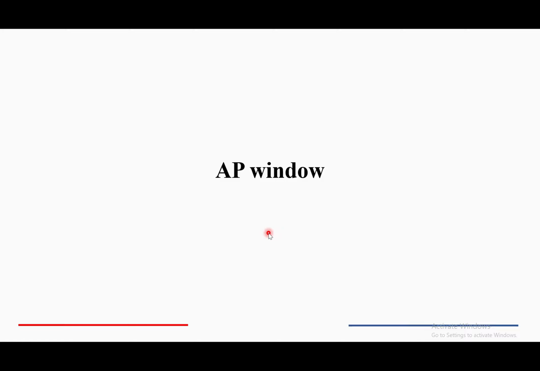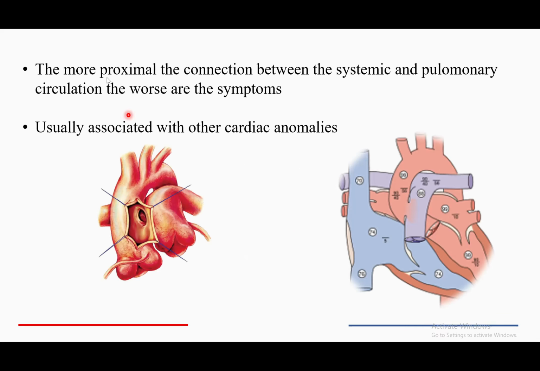AP window. This is a condition very much similar to the Truncus arteriosus in its severe forms, and very similar to the PDA in its milder forms. So it is a window between the aorta and the pulmonary artery due to an incomplete separation of the truncal trunk of the Truncus arteriosus, so it leaves a hole between them. If this hole is small, this case will be similar to PDA.